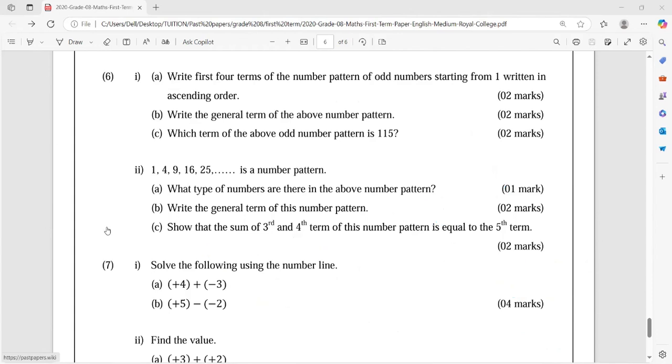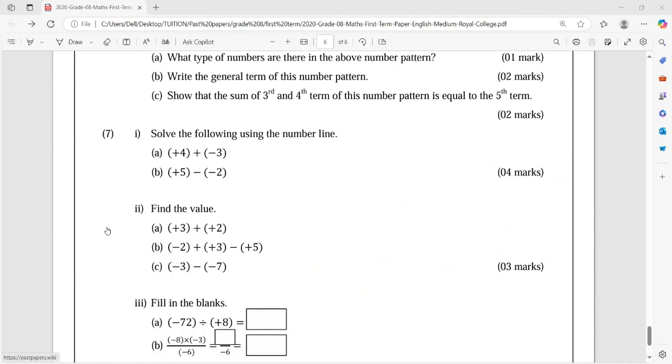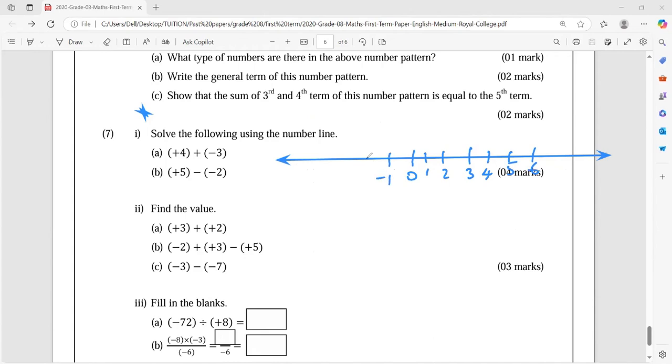Okay, and then we are going to question number 7. Partner, solve the following using the number line. So here you have to again use the number line. When you have a number line, you have 0, 1, 2, 3, 4, 5, 6, minus 1, minus 2, minus 3, minus 4, and then plus 4 is here.